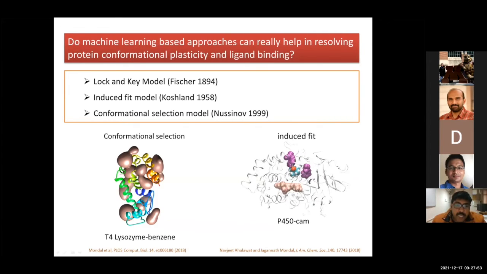In the other case, we have T4 lysozyme. T4 lysozyme has multiple binding pathways, and the ligand has different ways of entering into the pocket, but we can say that this follows conformational selection. That means the protein already has the pre-existing conformation which is required for binding of the ligand.